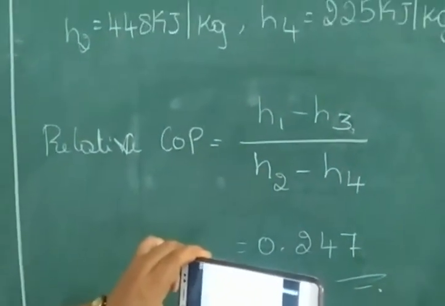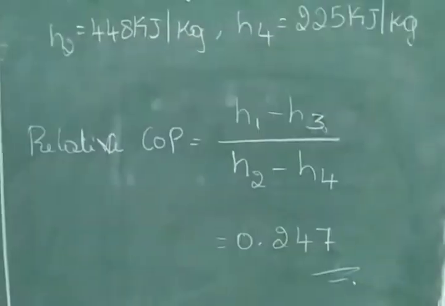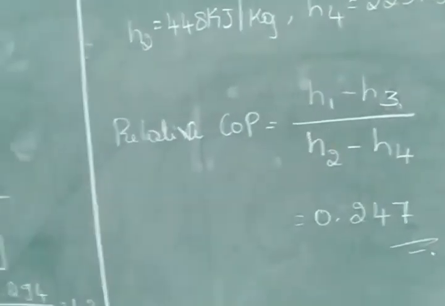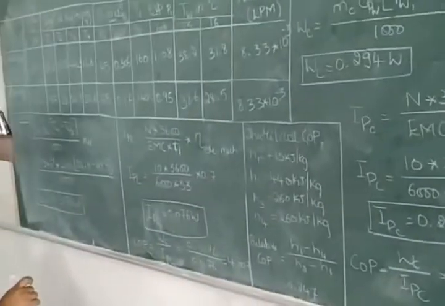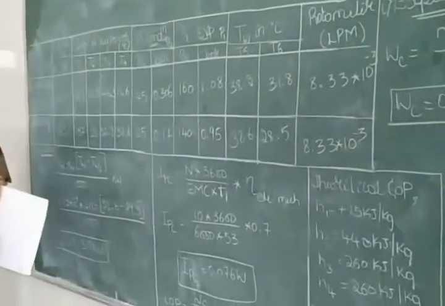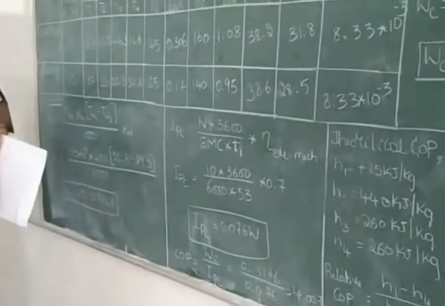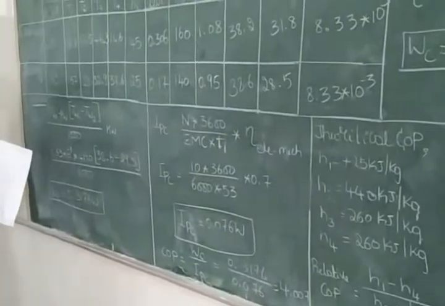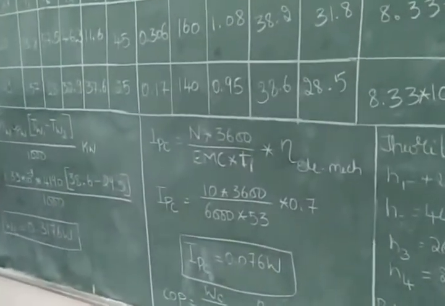That is 0.247. So this is how we do the experiment, or we find out the relative COP from the vapor compression refrigeration test rig.